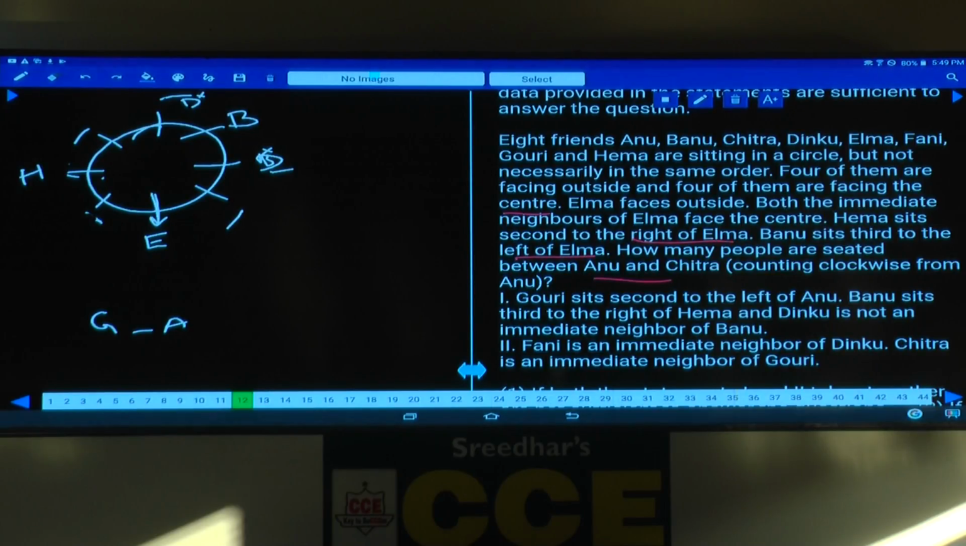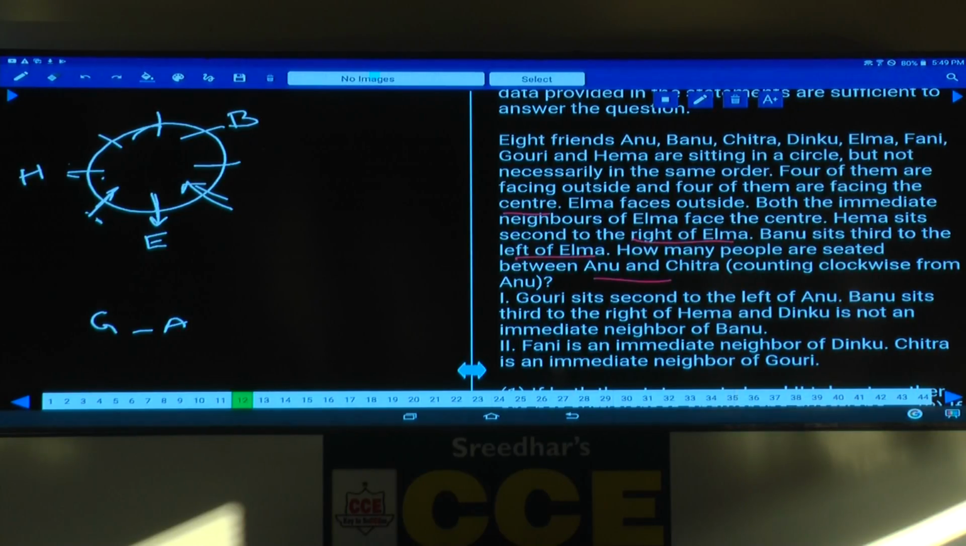Now, in the next one, what is the information given in the statement here? E faces outside, and both the immediate neighbors of E face the center. Both the immediate neighbors of E are facing the center, isn't it?